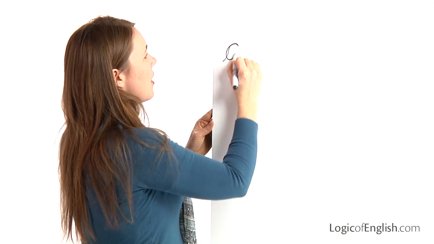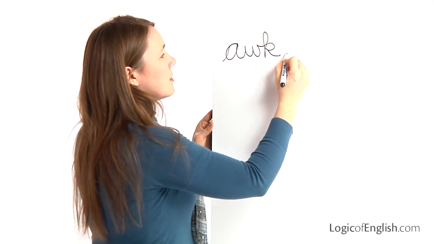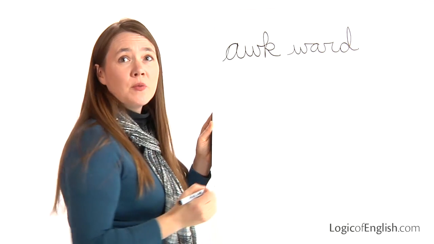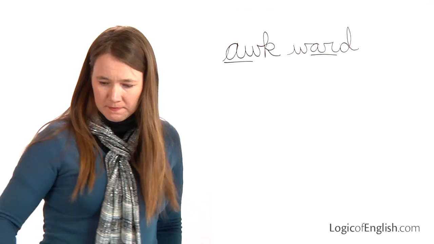And now help me to write it. The first syllable is awk. A-W-K. The second syllable is ward. W-R-D. And how will we mark it? We'll underline the aw and the r.